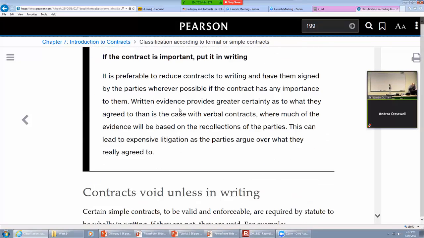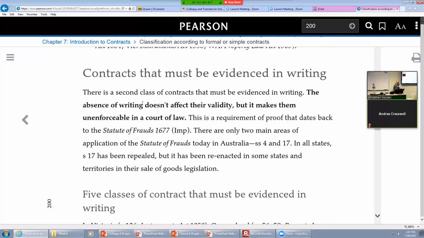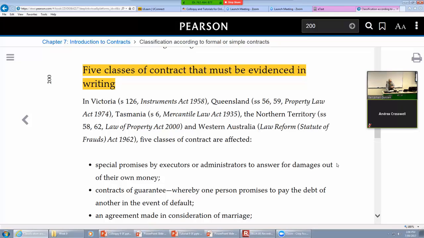So here it says there are contracts that are void unless in writing, and these include these kinds of contracts. And there are contracts that must be evidenced in writing. This is of course a case from the High Court of Australia. So in Australia, you'll have 5 classes of contracts that must be evidenced in writing. To be quite honest with you, I'm not sure where that theater was, but you'll find that there are different acts that will give you different requirements of contracts that need to be evidenced in writing. There are 5 classes basically.